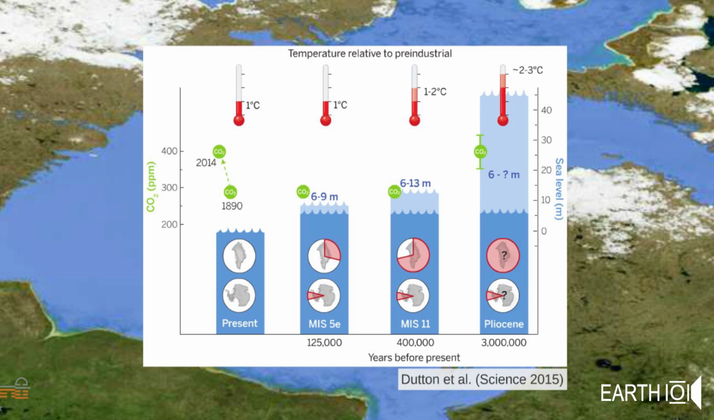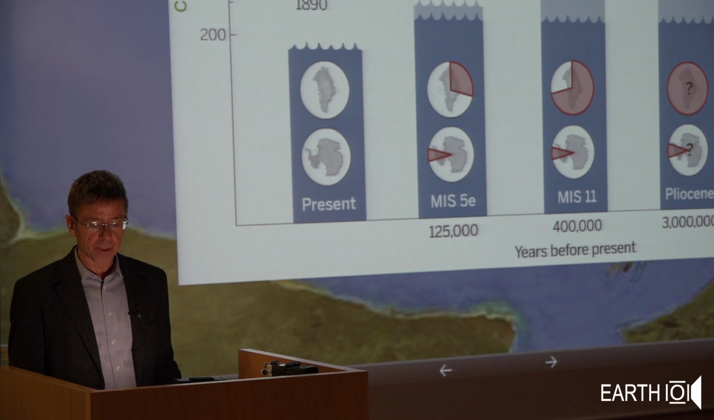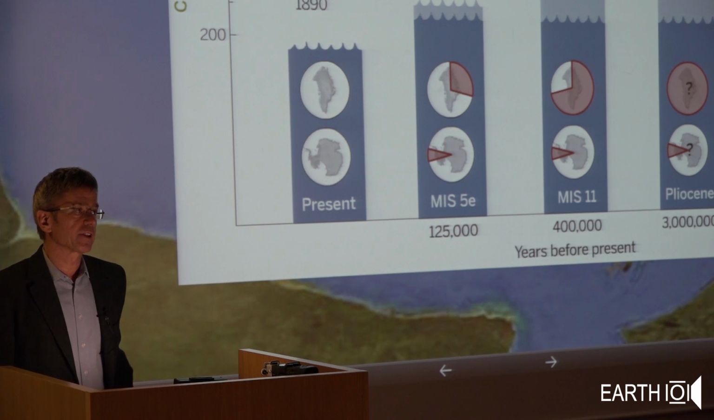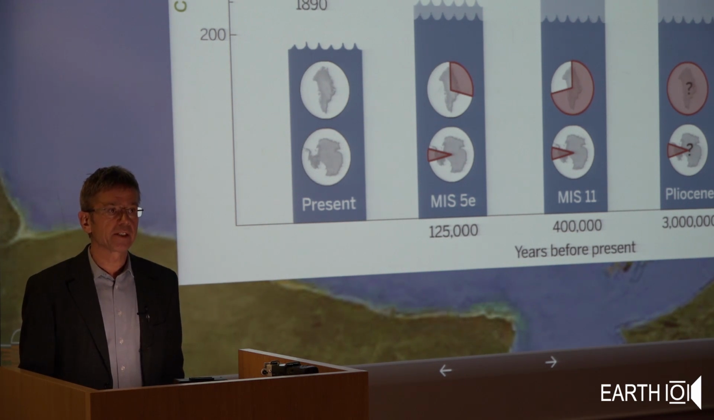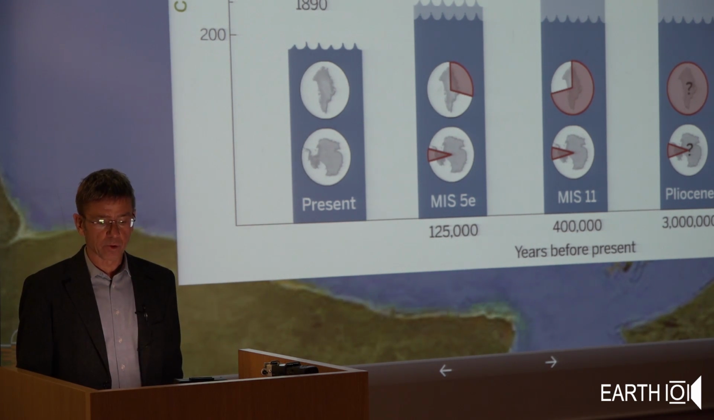If we go back further in Earth history, 400,000 years back, third column from the left there, temperatures were about 1 degree warmer than presently, and sea levels were between 6 and 13 meters higher. If we go back even further to the Pliocene, then there is a lot of uncertainty, but it's at least 6 meters, and the upper level of that is debated. It could be 30, it could be 40 meters higher than the present. And so past warm periods have always come with many meters of higher sea level than what we have now.